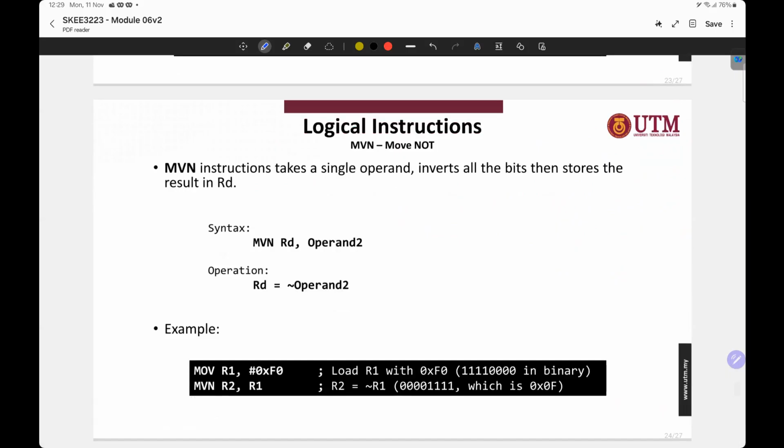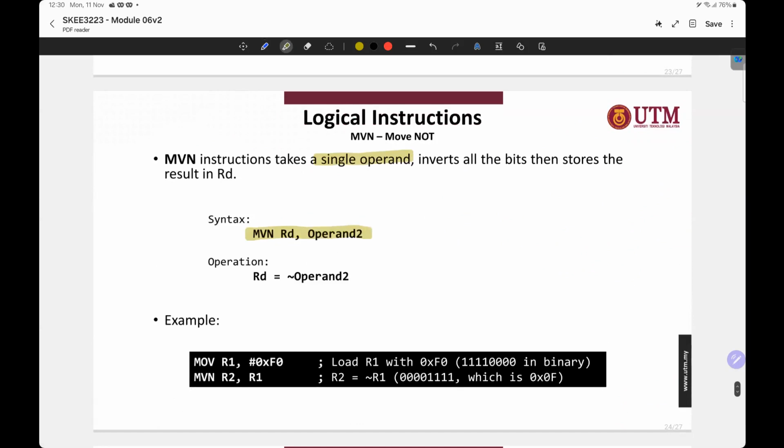MVN stands for move not. This MVN instruction takes a single operand, inverts all the bits in that operand, and stores the result in the Rd. This is the syntax: MVN Rd, operand 2, equivalent to Rd. Invert your operand 2, then put the result in your Rd.